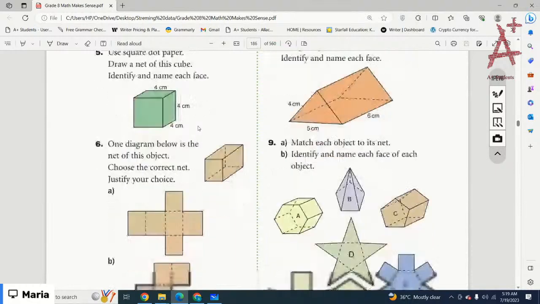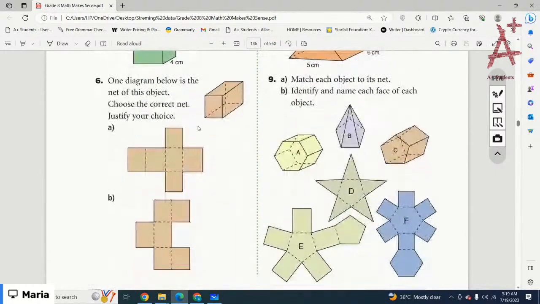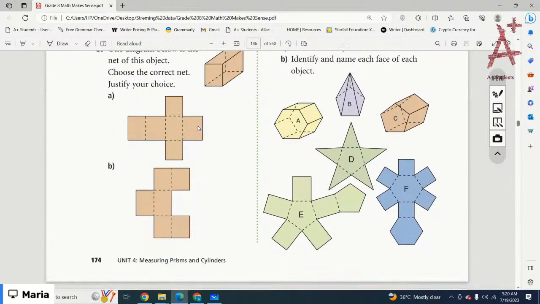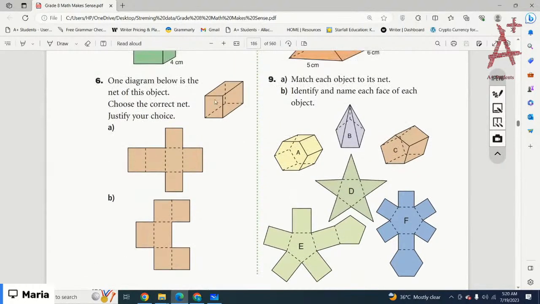Question number 6. One diagram below is the net of this object. Choose the correct net. Justify your answer. Okay. Let's see which one it is. It has 6 faces. 1, 2, 3, 4, 5, 6. So which is the correct option? A is the correct option. Got it? You cannot fold B into a rectangular prism, because this shape is a rectangular prism, but you cannot fold B in the rectangular prism form. Got it?